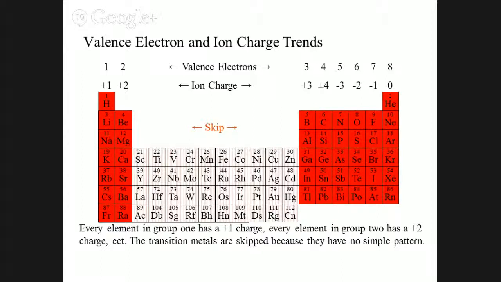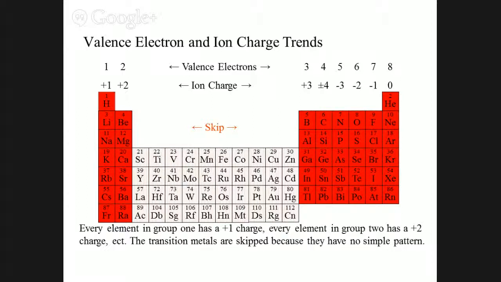And then, of course, those have to match with the valence electrons. That trend you also see: everybody in column 1, the alkali metals, all have 1 valence electron, 1 electron in their outermost shell. And then 2, skip, 3, 4, 5, 6, 7, and 8. We, of course, skip the transition metals because they have no simple pattern.